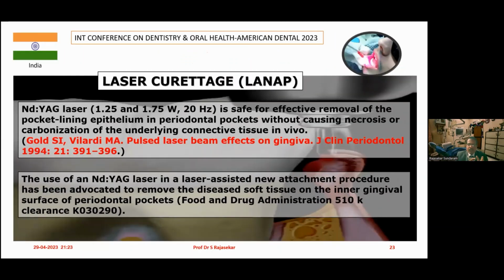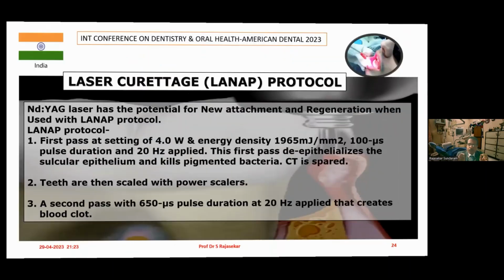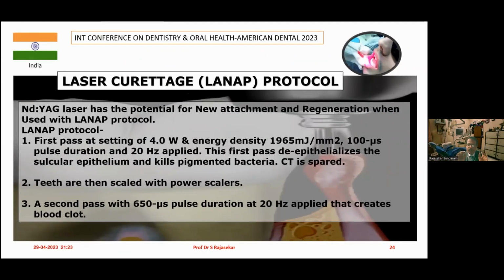So Nd:YAG laser at various power settings is safe for removing the pocket epithelium. Especially these lasers are now coming with fiber optic handpieces. Flexible fibers are there, so they can precisely deliver this laser energy into deep periodontal pockets. So as per the protocol, if you use the laser, you can achieve a very good result.